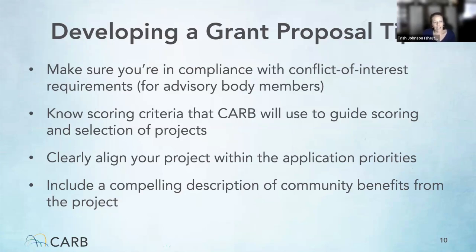Here, we're going to start providing tips for developing a grant proposal. And a few tips are specific to the application that we currently have open. Make sure that you're in compliance with any conflict of interest requirements. Be aware of the scoring criteria that CARB will use to guide scoring and selection of projects. Follow the instructions and respond to the scoring criteria. Clearly align your project within the application priorities. Include a compelling description of the community benefits from the project.